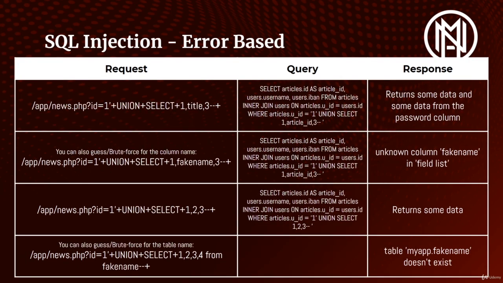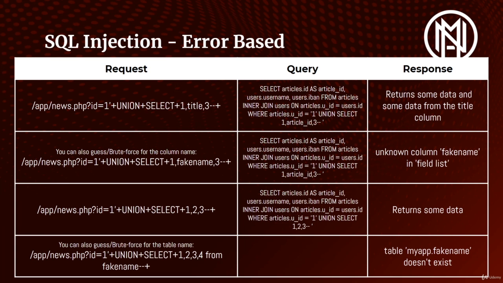So now that we know this application for our example has 3 different columns, what we're going to do is guess for the name of each column. So in this example, we're saying, hey, I want you to select 1, title, and 3. So now that we have successfully found out how many columns exist within this table, the next thing we want to do is guess for the name of each column.